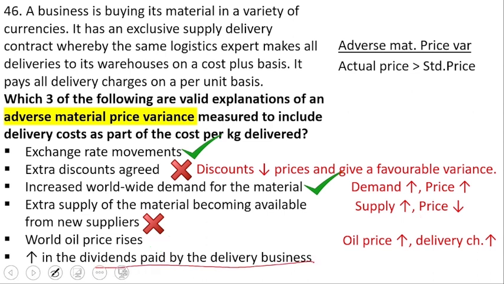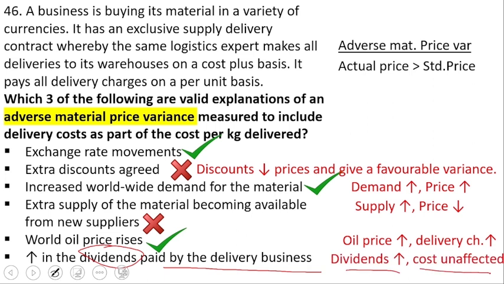Increase in the dividends paid by the delivery business. Dividends is just a distribution of profits. The cost will remain unaffected and hence it will not cause an adverse material price variance. Now moving on to the next question.